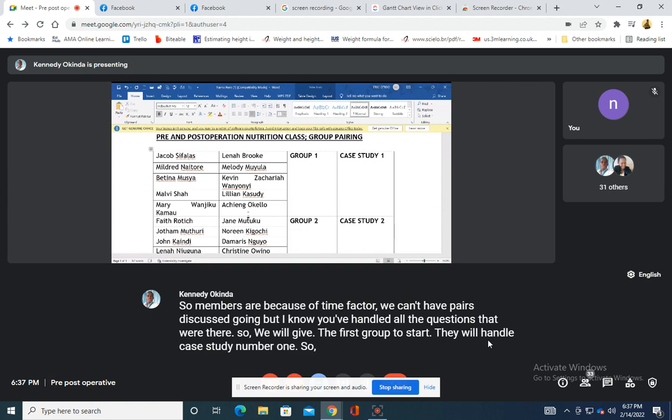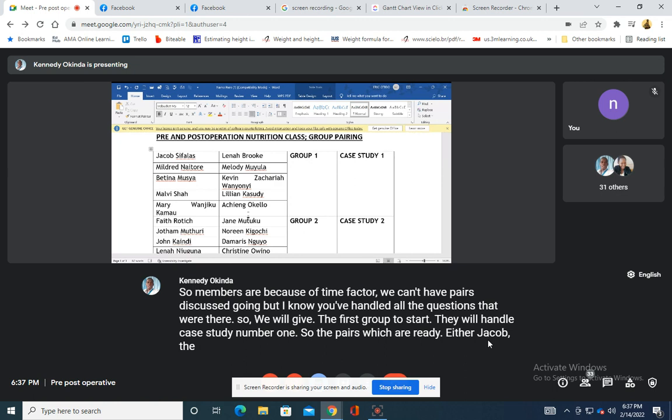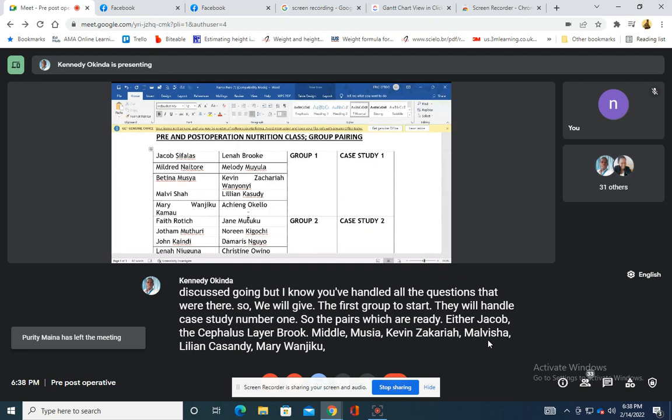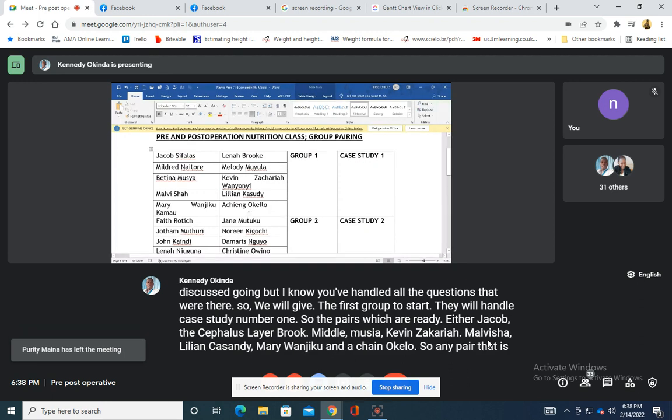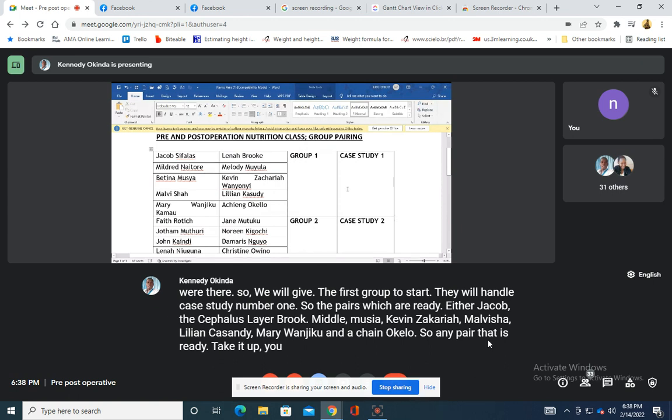The pairs which are ready: Jacob Cephalus, Leah Brook, Mildred Naitore, Melody Muyula, Bettina Musia, Kevin Zachariah, Malvisha, Lillian Kasandi, Mary Wanjiku, and Achieng Okelo. Any pair that is ready, take it up. You are handling case study number 1.